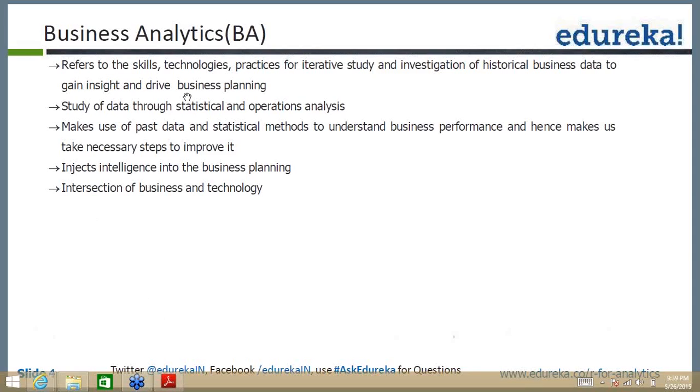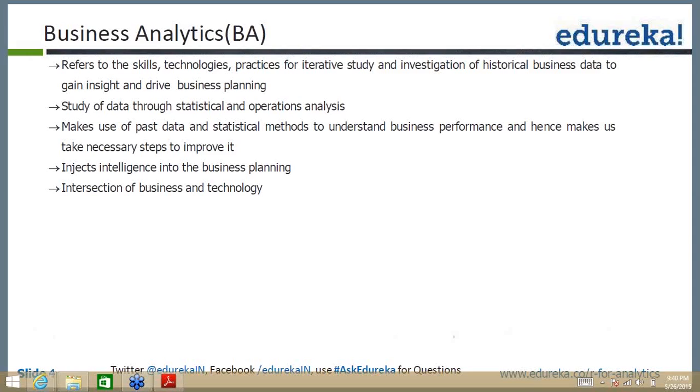It is the study of data through statistical and operational analysis, making use of past data and statistical methods to understand business performance and take the necessary steps to improve it. And it is an intersection of business and technology, of course, because it is not just technology. It's about extensive domain knowledge as well.